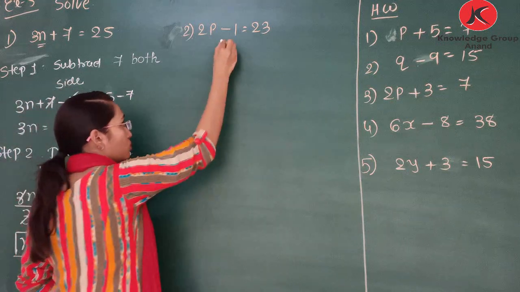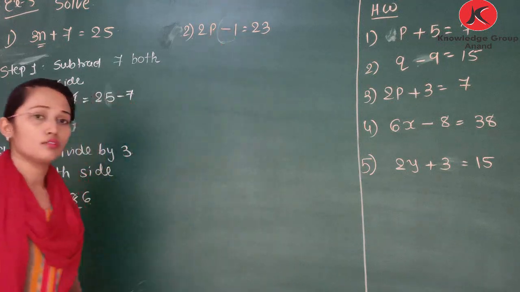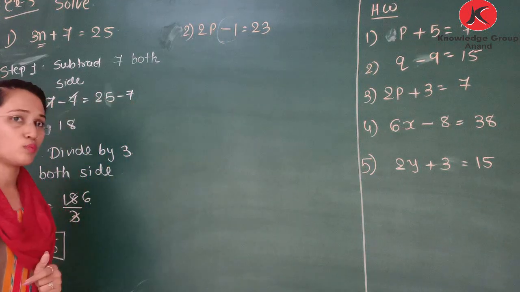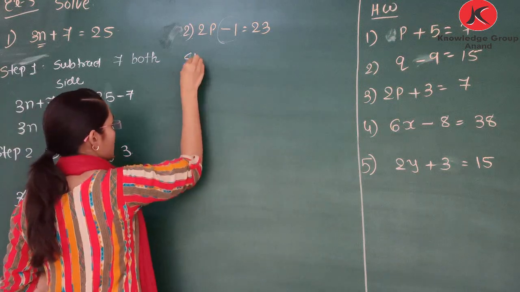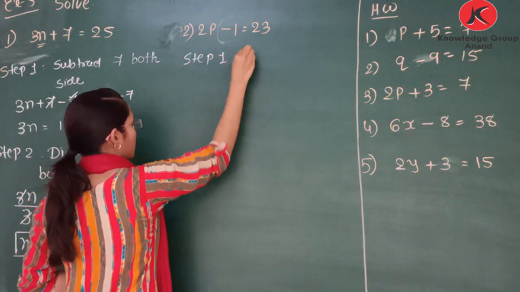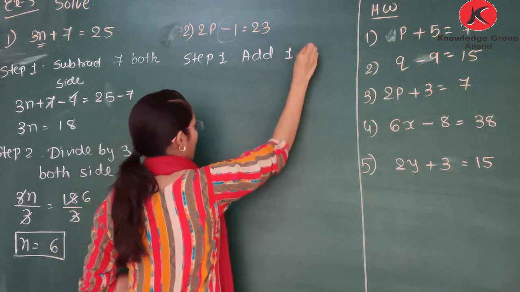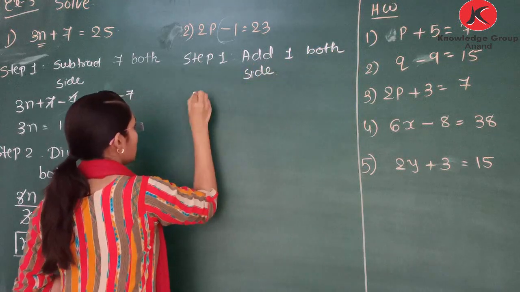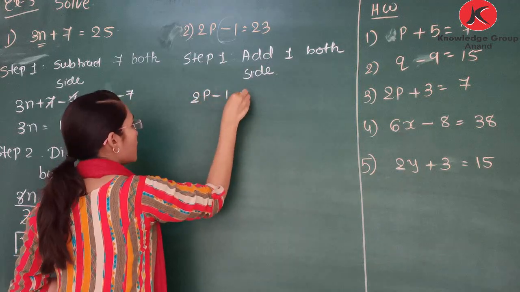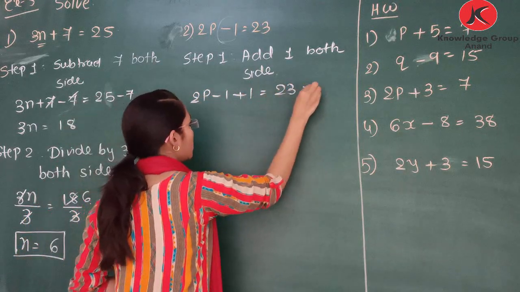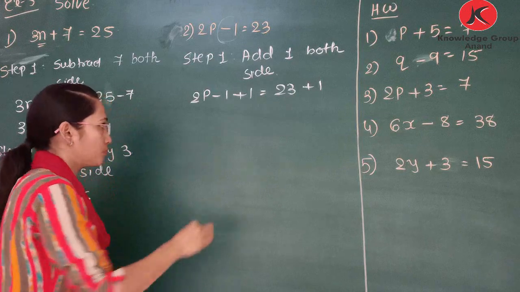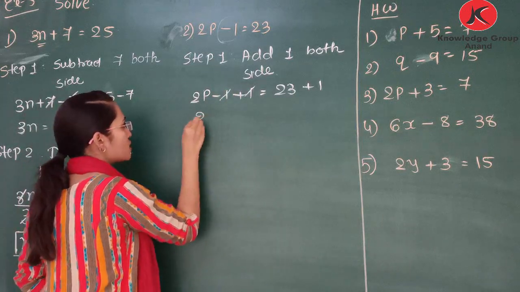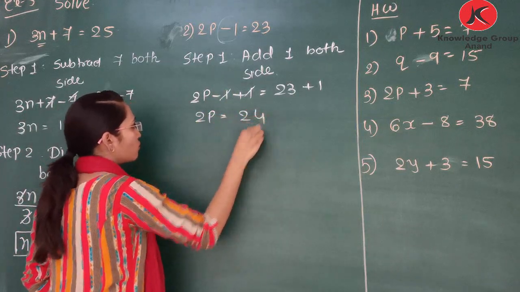First of all, we need to remove this 1 by adding 1 both sides. So step 1, add 1 both sides. 2p minus 1 plus 1 is equal to 23 plus 1. Minus 1 plus 1 cancels, so 2p is equal to 24.